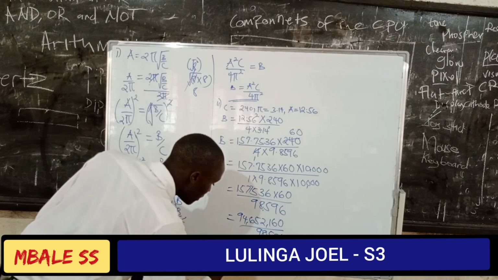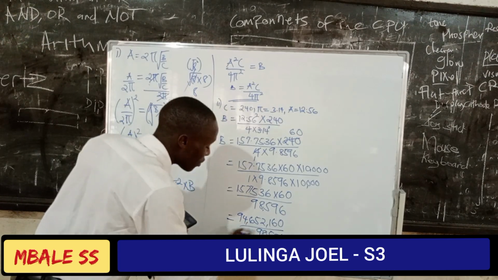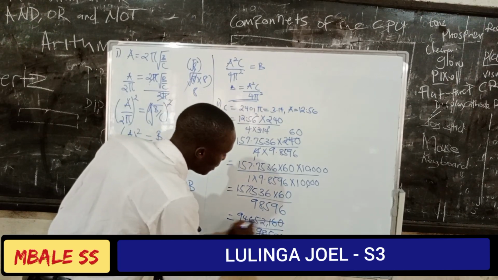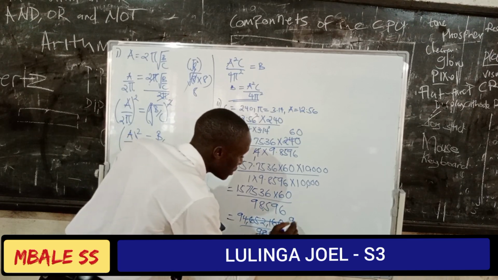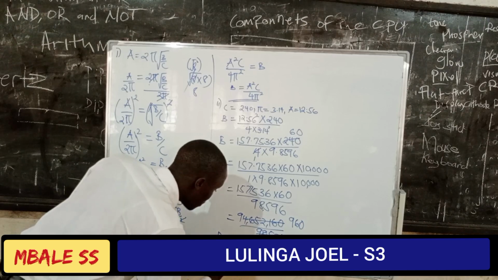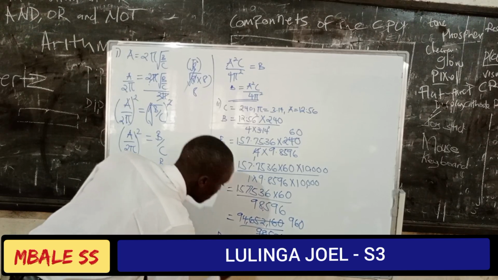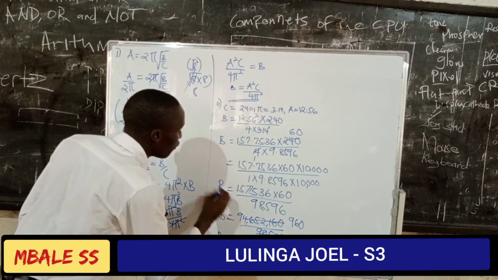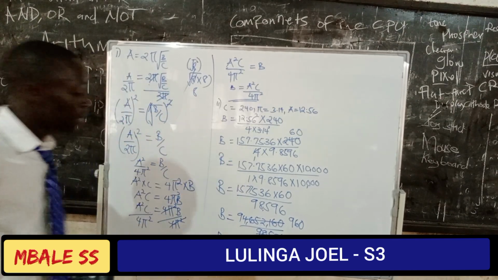And when you divide, this one will go here once, then here it will go there 960 times. That we shall have our final answer that B is equal to 960. Don't forget to put the B everywhere. Yeah, thank you.